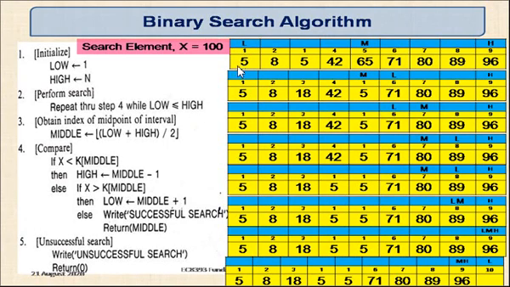Low is compared with high, so 1 is less than 9, which satisfies the condition, so it will find the middle value. 1 plus 9 is 10, 10 divided by 2 is 5. So middle is equal to 5, so the pointer middle is placed at the 5th location. Then compare this with x.